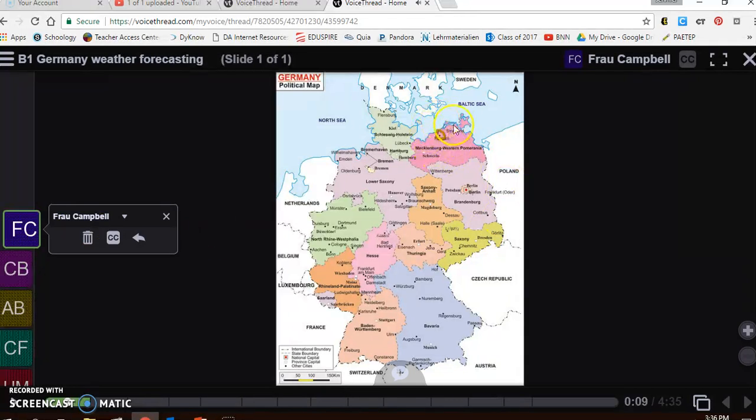Also, you can draw on this image, so I asked them to circle the city that they are talking about so we know exactly where it is. So you can listen to one of my students and see what she has to say about her city.